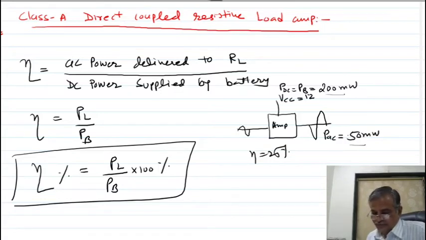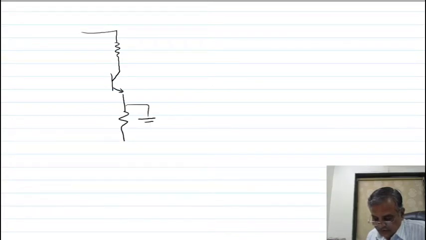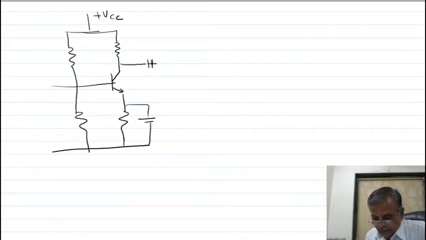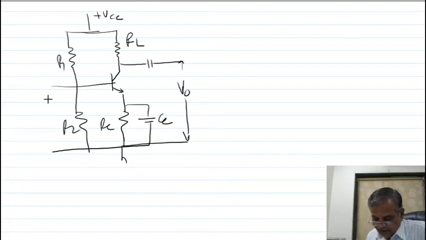Already you know that. Let me show you. Suppose this is your circuit. I am operating in a class A mode. This is output VO. This is RL, RE, C, R1, R2. This is your input signal.